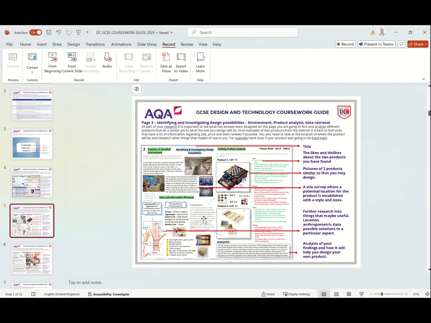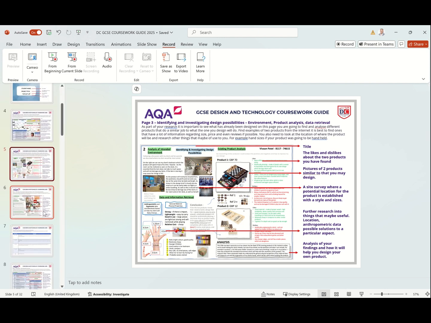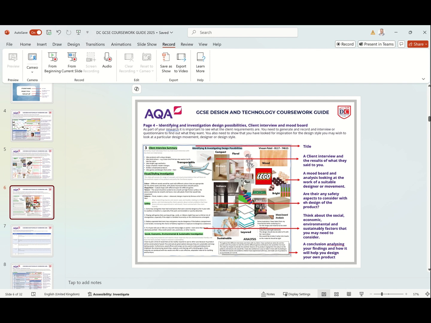Okay, so this is the second page of research, where we look at the intended environment, we think about the product, how it will be used, and then we actually analyse some existing products that already exist on the market. We then move into our third page of research, looking at a client interview and potential mood board, okay, or image board. Now, what you need to do is you need to think about your client needs, what they want. So you need to come up with a range of questions, and hopefully these questions will, like all of the research, will help you later on when it comes to putting a specification together.